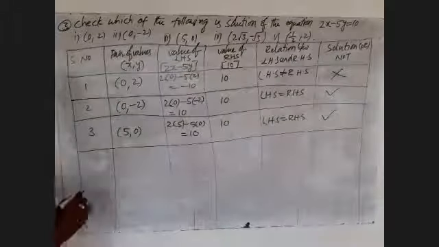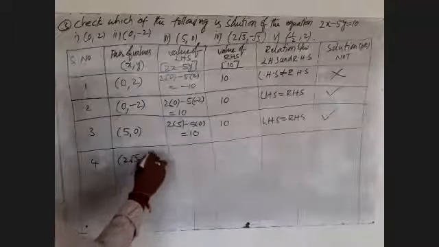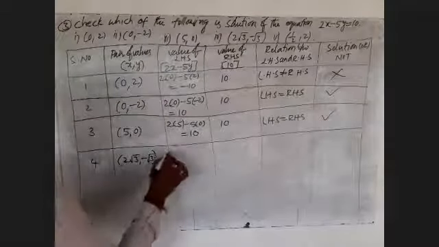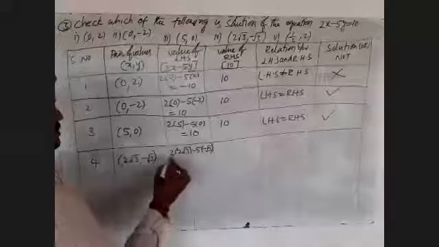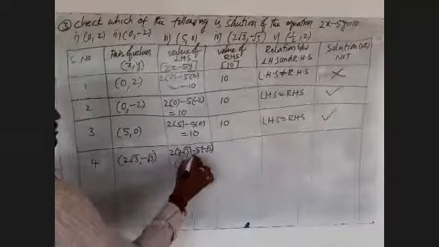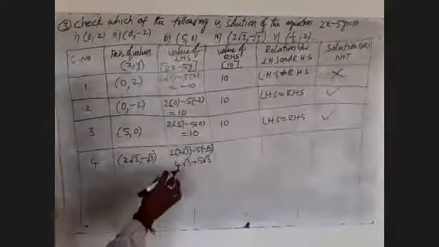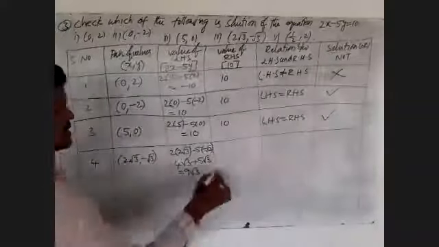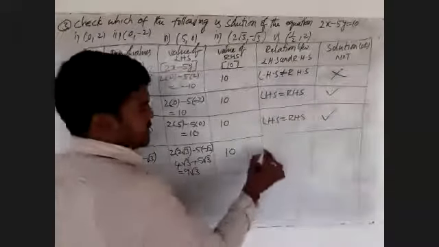Next, the fourth one is 2 root 3 comma minus root 3. We substitute x with 2 root 3 and y with minus root 3. I write 2 into 2 root 3 minus 5 into minus root 3. 2 into 2 root 3 is 4 root 3. Minus into minus becomes plus, 5 into root 3 is 5 root 3. That is 4 root 3 plus 5 root 3, which is 9 root 3. The RHS value is 10. 9 root 3 is not equal to 10.